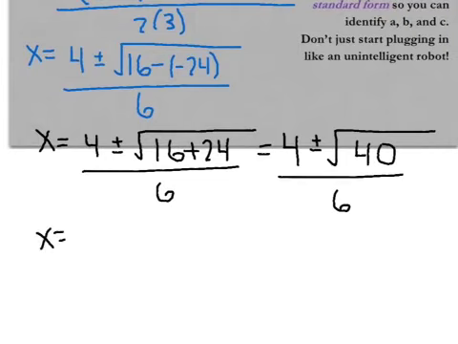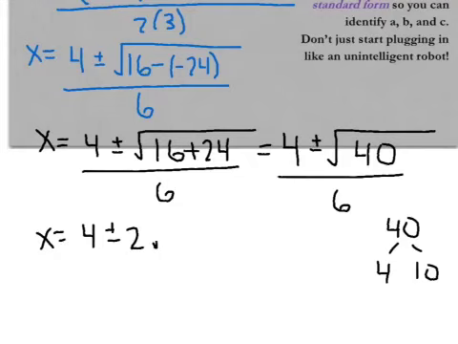So x equals 4 plus or minus, well, 40 can break down into 4 and 10. So the square root of 4 is 2, all over 6. Now you may be thinking, yay, we're done. Not quite, because this guy, and this guy all have a GCF, right? So I need to make sure I reduce those, okay? Now let's say just these two had a GCF.